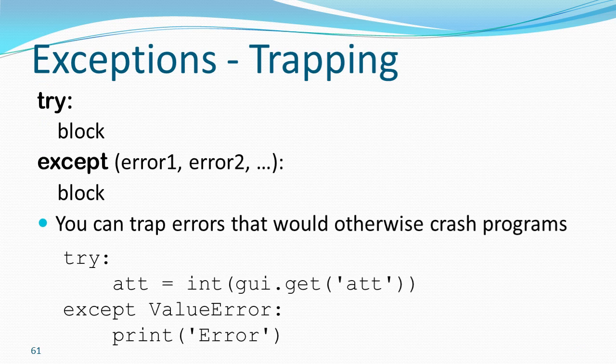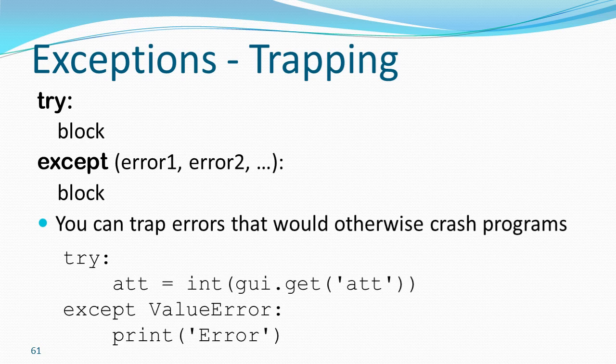And this is how it looks. You have the word try with a colon. Again, don't forget that colon. And then you have a block of code which is indented that could cause a problem. Then after your block of code, unindented, you have except and all the exceptions that you're trying to trap, and then a new block of code underneath it that is indented that tells it what to do if the exception occurred underneath the first try.